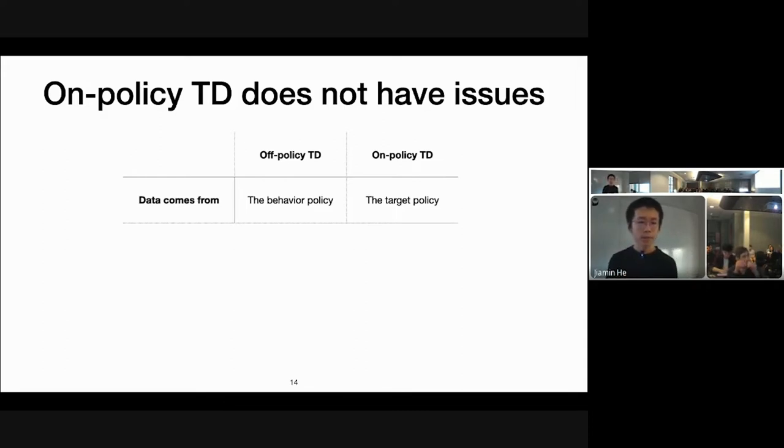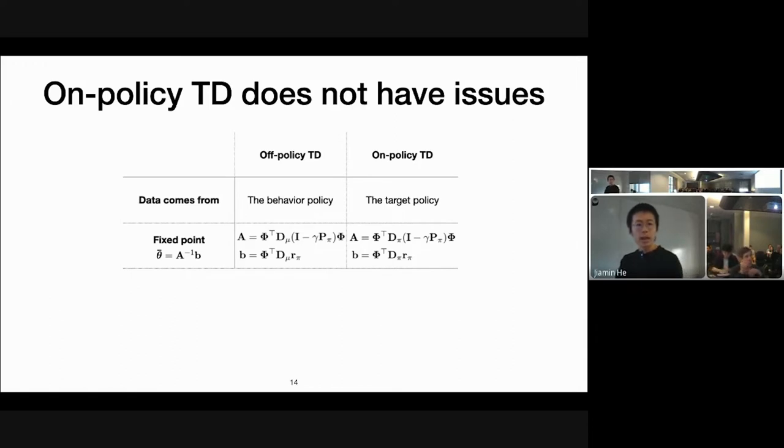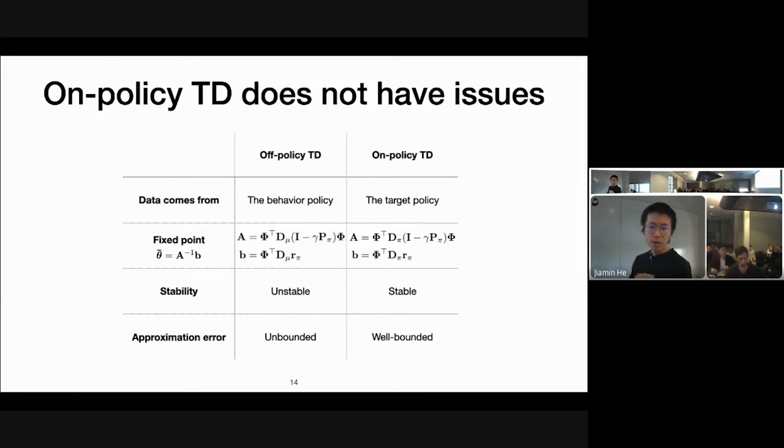Now, if the data comes from the target policy, we can see it has a different fixed point. And the difference is this D matrix that you don't need to understand, but you can see the difference here. The D matrix is transformed from the behavior policy to the target policy. And this will result in on-policy TD having different properties regarding stability and error. Now, off-policy TD is unstable. On-policy TD can be guaranteed to be stable. In addition, on-policy TD will have well-bounded error in approximating the value function. This means the agent can find a more accurate estimate of the value function v pi.